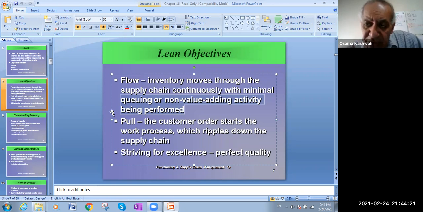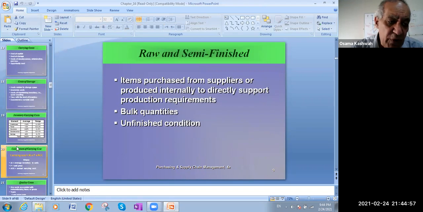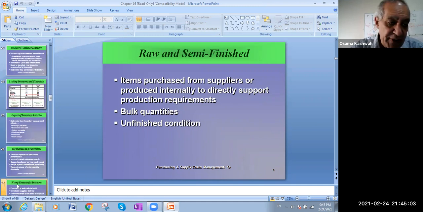So what I want to say is that you keep the amount of inventory which you really need. Excessive amounts which you don't use now, there is no need to store. Just store in the inventory the amount which you need. And this is the meaning of this point: pull, the customer order starts the work process, striving for excellence, perfect. Okay. Now I want to move to page 26.